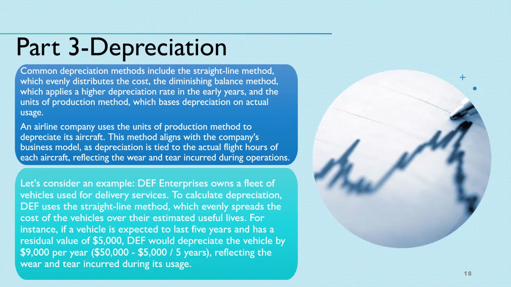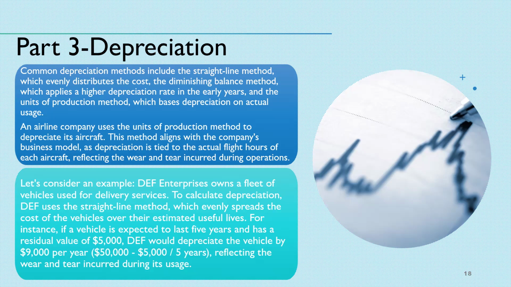Let's consider an example. DEF Enterprises owns a fleet of vehicles used for delivery services. To calculate depreciation, DEF uses the straight line method, which evenly spreads the cost of the vehicles over their estimated useful lives.